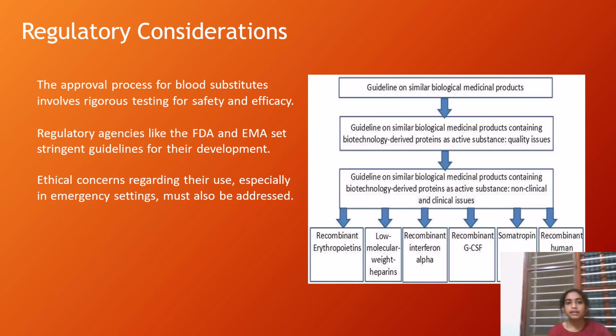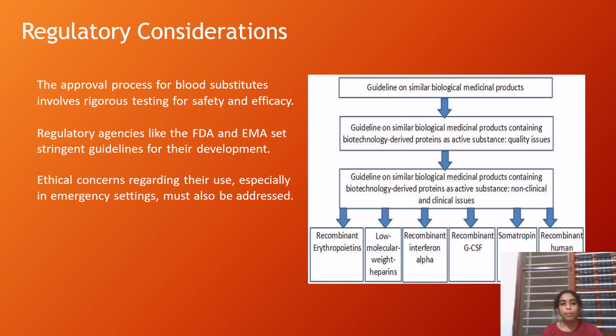Now let us discuss the regulatory considerations. The approval process for blood substitutes involves rigorous testing for safety and efficacy. Regulatory agencies like the FDA and EMA have stringent guidelines for their development. Ethical concerns regarding their use, especially in emergency settings, must also be addressed.